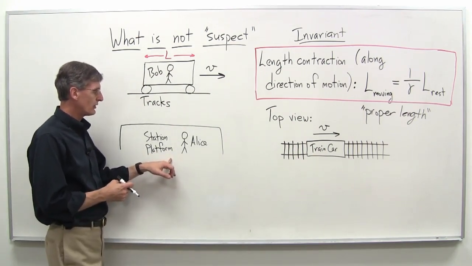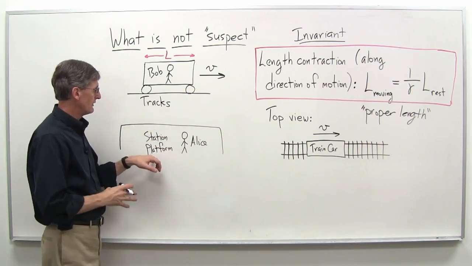Here's Alice on the station platform. So this time Bob is moving. Alice is stationary.